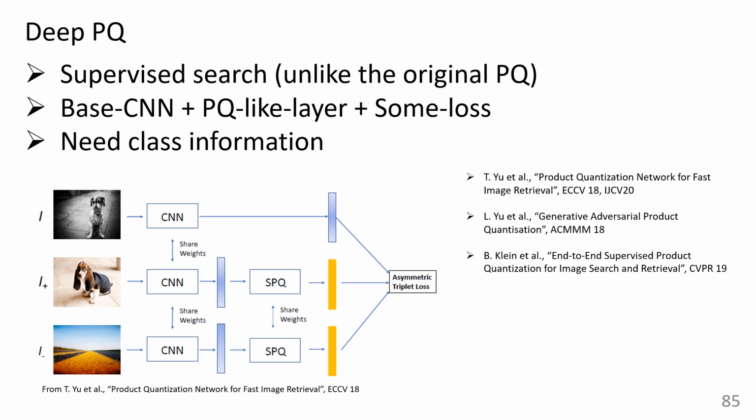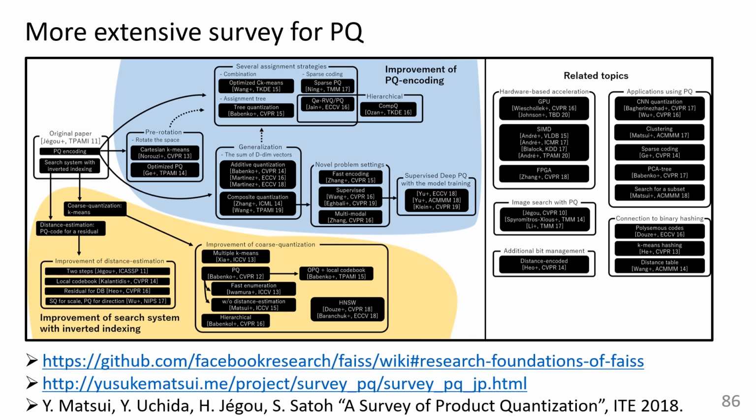Deep PQ is actually a supervised search, so they use labels. So it's different from the original PQ, which is an unsupervised method. This consists of a base CNN plus a PQ-like layer plus some loss. So they need class information anyway. The recent papers are considering how to compute PQ for deep architectures. Okay. And if you have interest, please take a look at this survey paper. They provide a much more comprehensive survey of PQ.